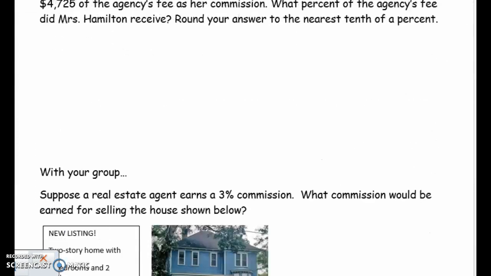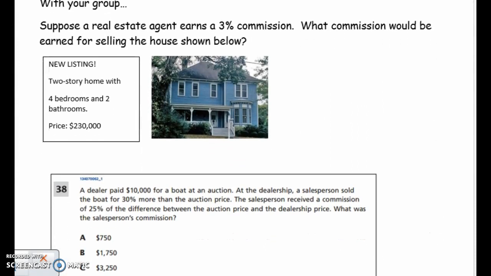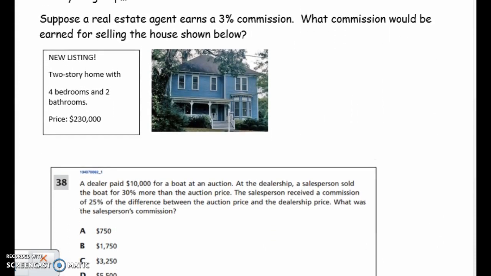Okay, whoops. Now it says with your group. Don't worry about your group. We're going to do this together. It says, suppose a real estate agent earns 3% commission. What commission would be earned for selling the house below? So if you look at the price of the house, it's $230,000. The rest of this information really doesn't matter in this case because we just want to know what she's going to earn from selling this house.